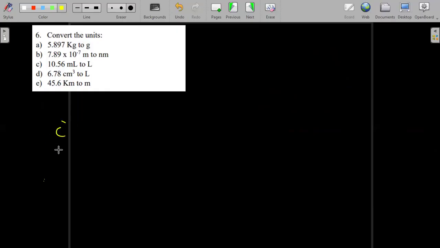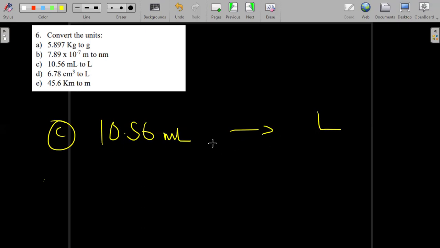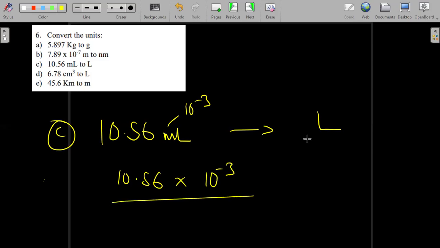All right, let's look at C. So C, we have 10.56 milliliters. We are converting it to liters. So what does milli mean? Milli is 10 to the power minus 3. So this would be 10.56 times 10 to the power minus 3, and then divided by, this is just a liter, so it doesn't have any prefix there. So we divide by 10 to the power 0, which is just 1.